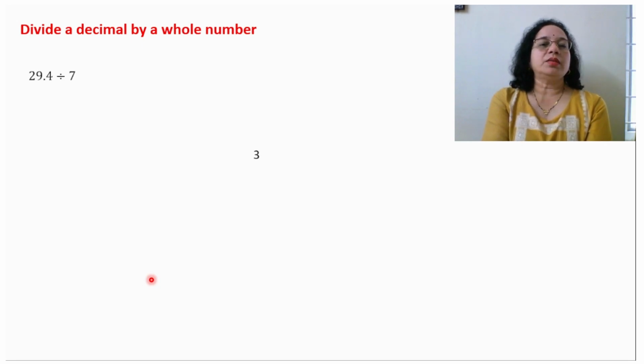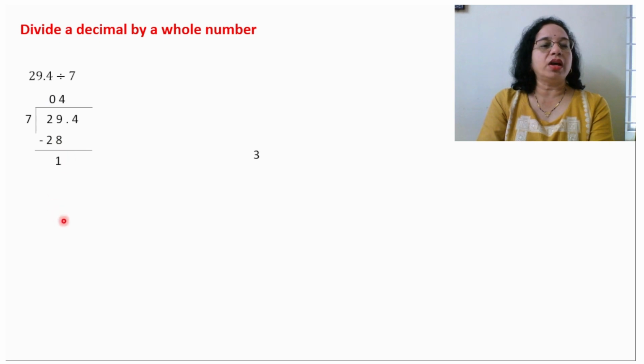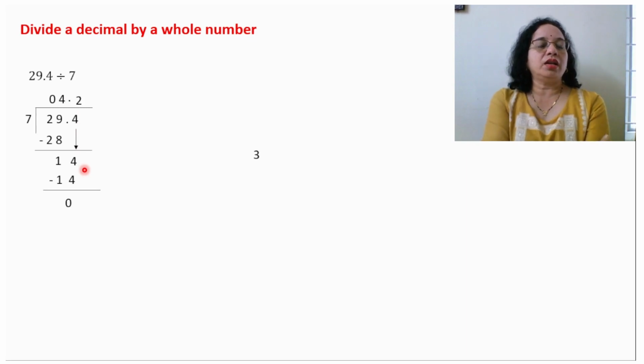Divide a decimal by a whole number. So 29.7 divided by 3. So we can divide: 3 nines are 27. Subtract, you will get here 2. And then the decimal is there. So write the decimal in the quotient. And now bring down the 7. The number is 27 now. So 3 nines are 27. Your remainder is 0.